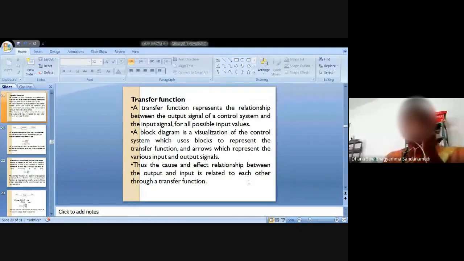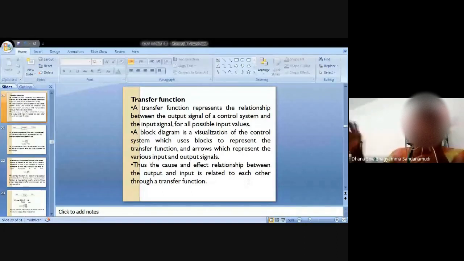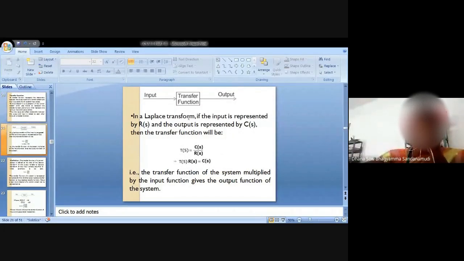So transfer function is the relationship between the output signal and the input signal, for all possible input values. Transfer function is usually represented by a block, and it gives the relationship between the output and the input, whereas the output and the input should be converted into Laplace forms. So in other words, transfer function is the ratio of Laplace transformation of the output by the Laplace transformation of the input.